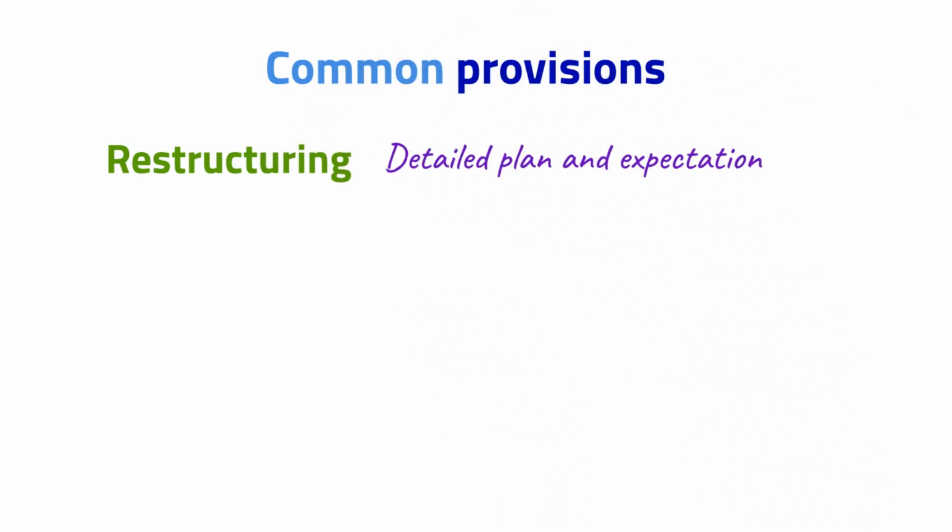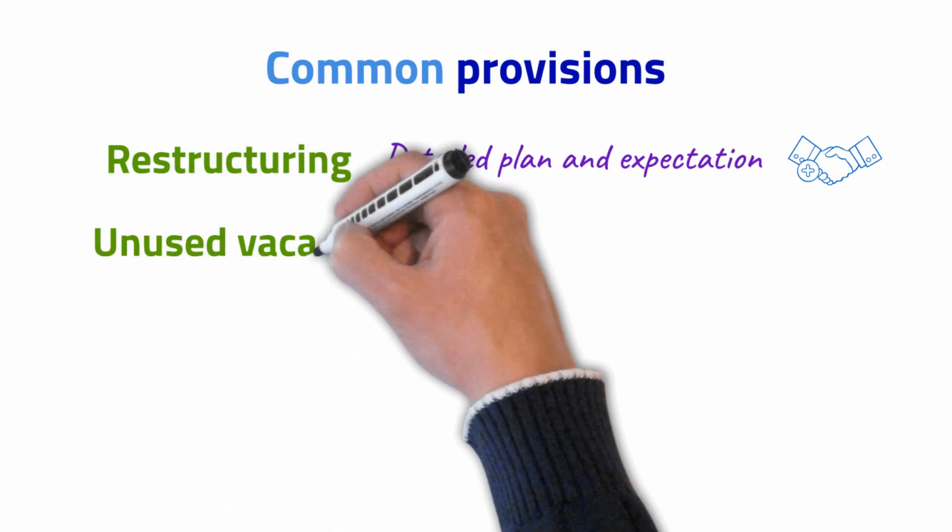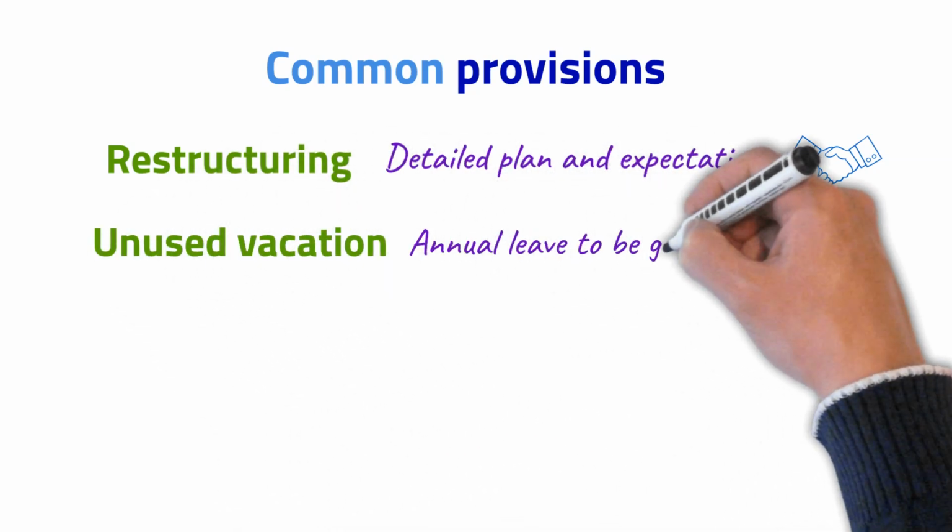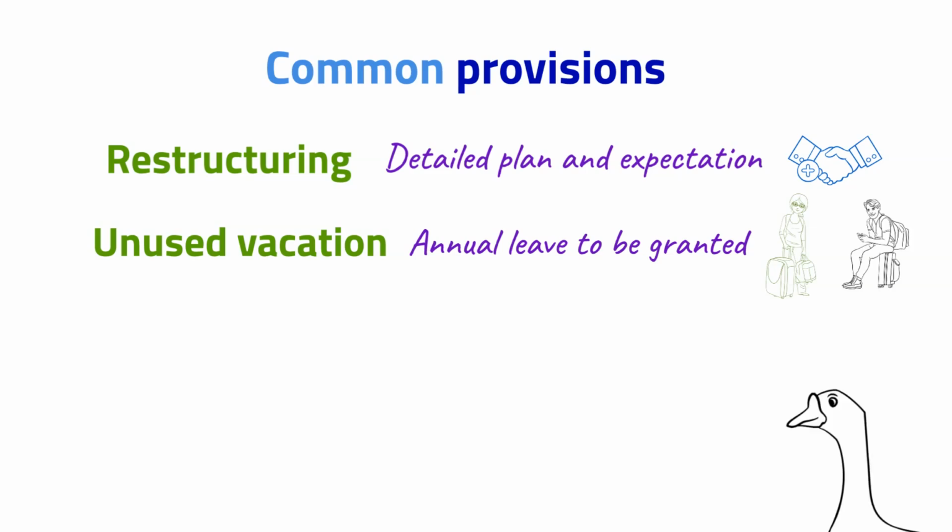Restructuring. But this one you book only when there is a detailed plan and a valid expectation created with those affected. Unused vacation. Costs related to employees who are expected to take annual vacation but have not done so.